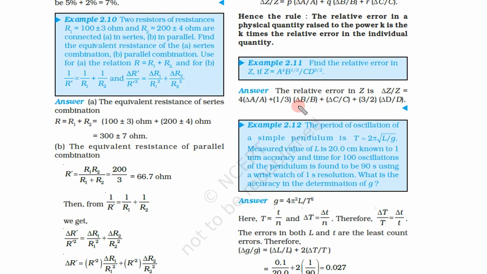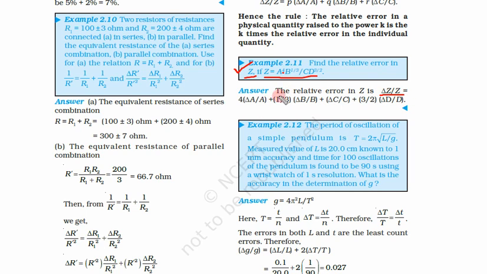Let us solve some numerical examples in case of power law. So this is example 2.11. Find the relative error in Z, and Z is given as a to the power 4, b to the power 1 by 3, c d to the power 3 by 2. So again we will use delta Z upon Z.